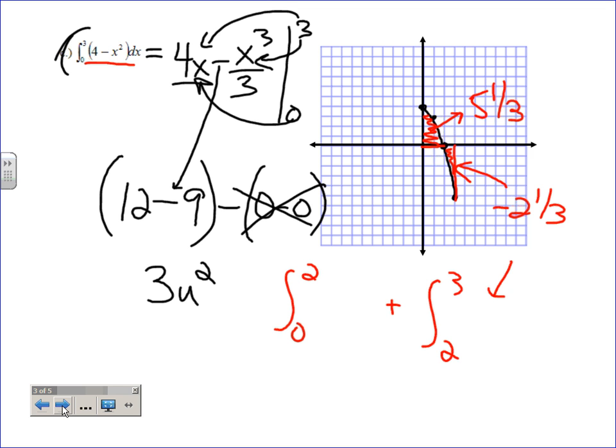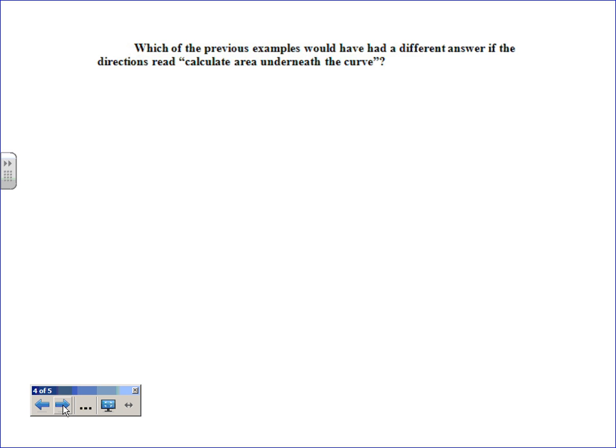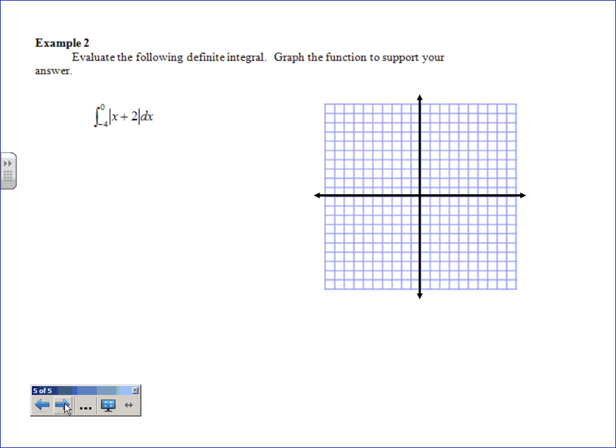Any other questions? Those have all been very good ones. All right, what's next? Oh, there it is. For example, this one says evaluate the following definite integral. Graph the function to support your answer. So is this one asking for area? No, it's not asking for that at all.